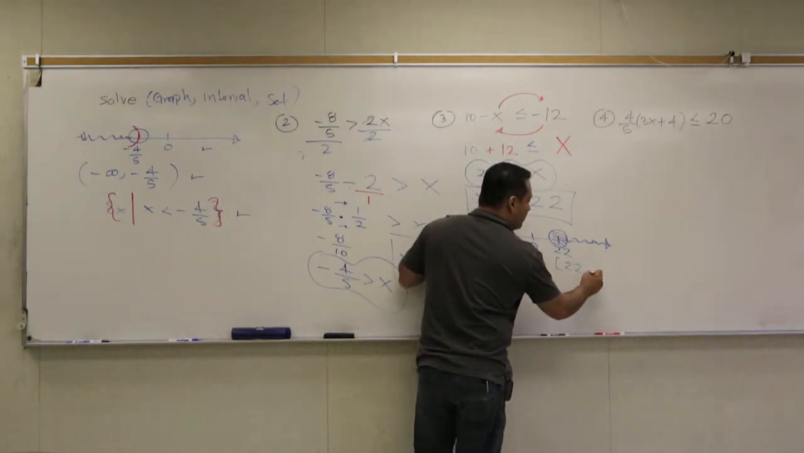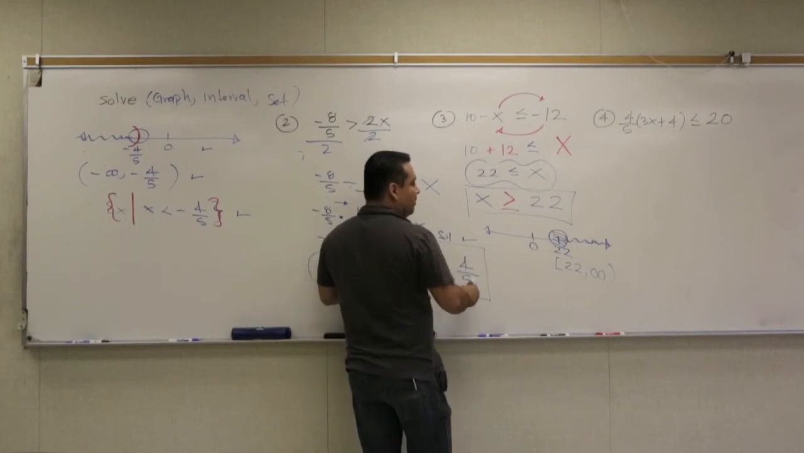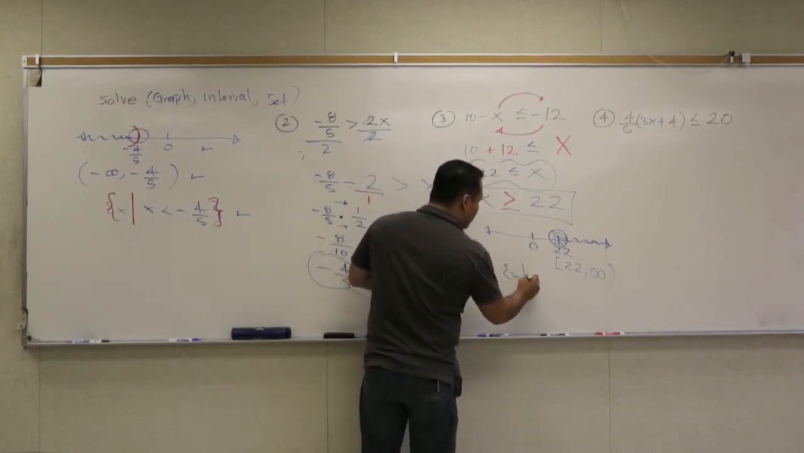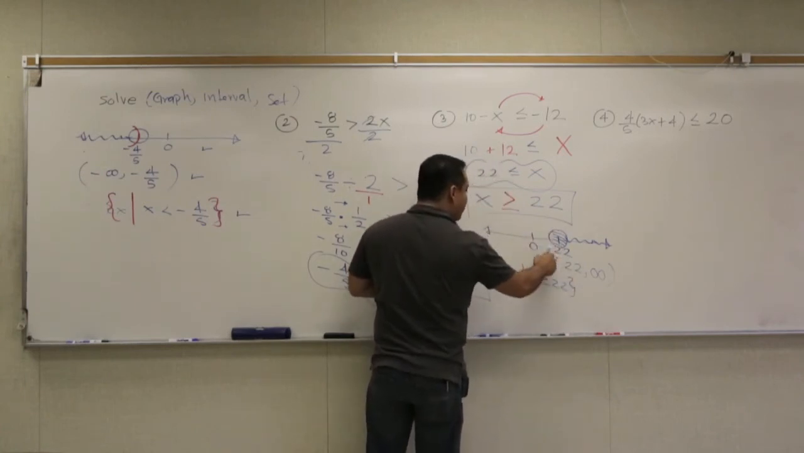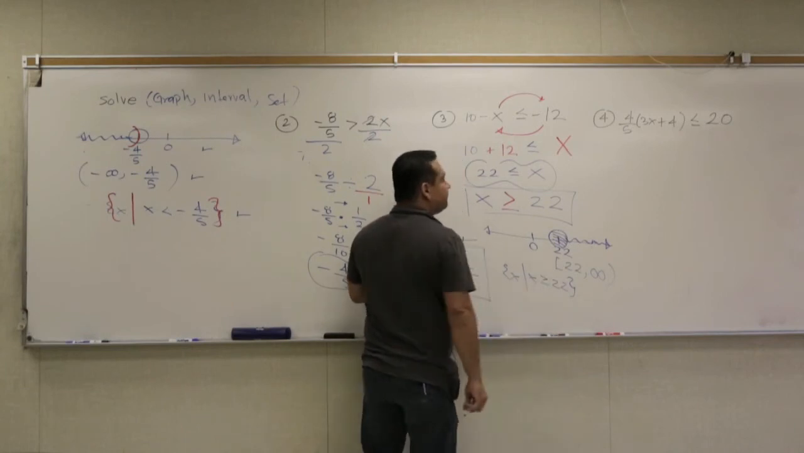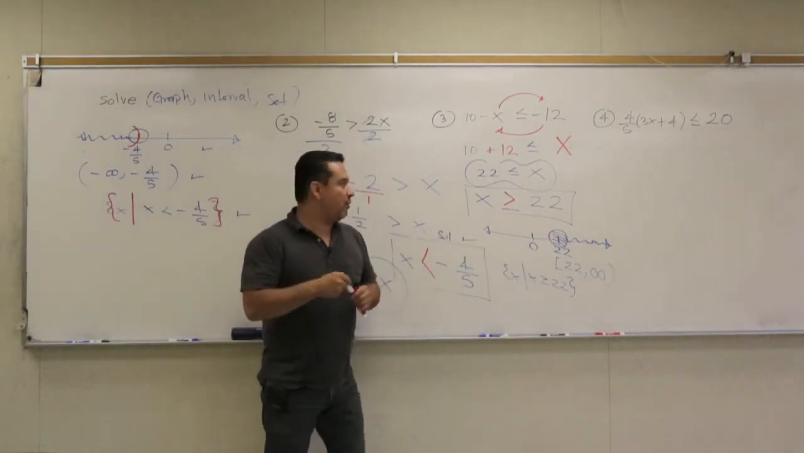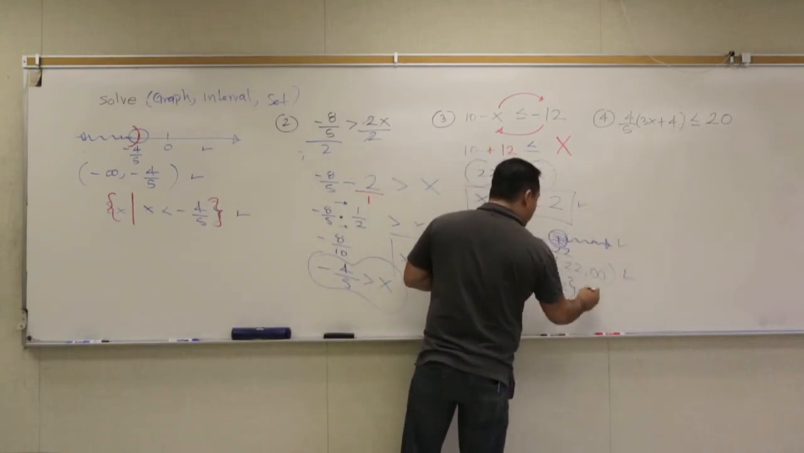What about interval? How does that interval notation look? 22 up to infinity. What about set notation? Set of all x such that x greater than or equal to what? 22. You got graph, interval, what? Set. Put a check mark. Solution, graph, interval, set.